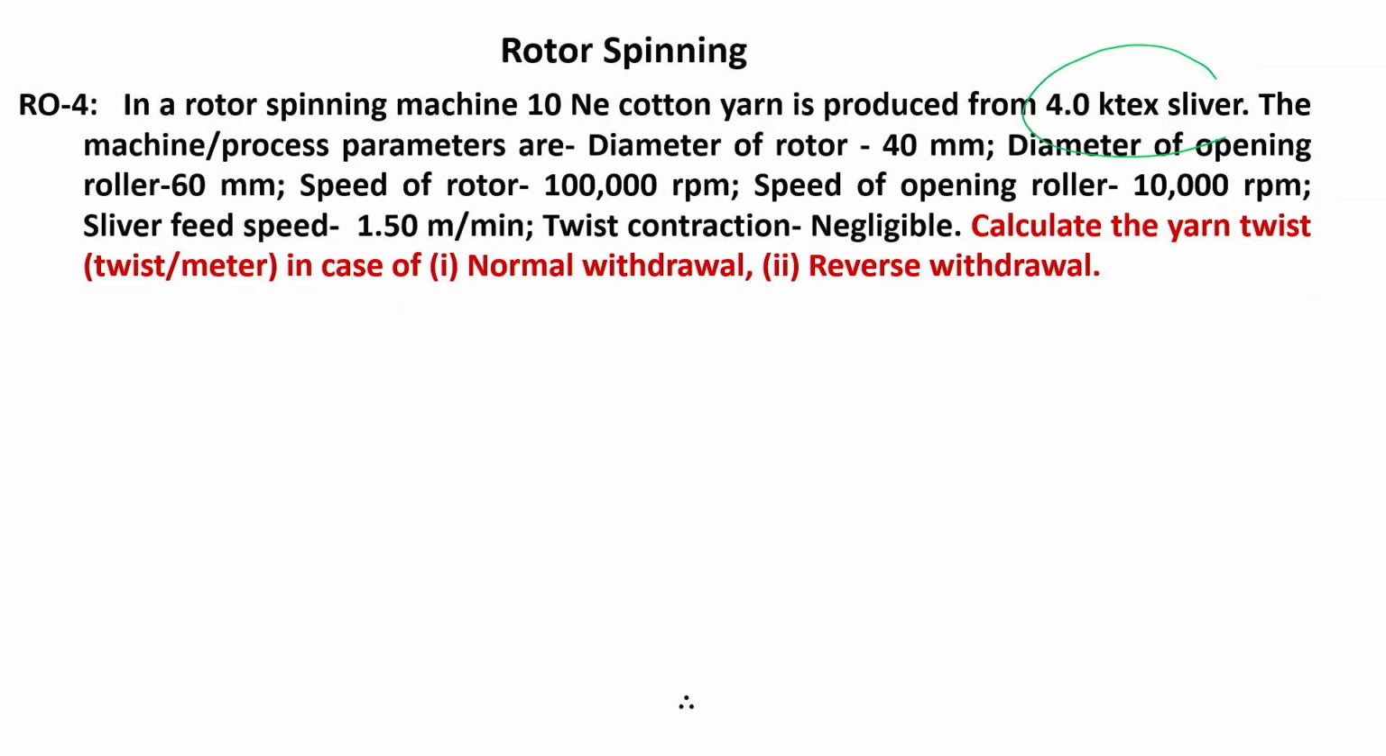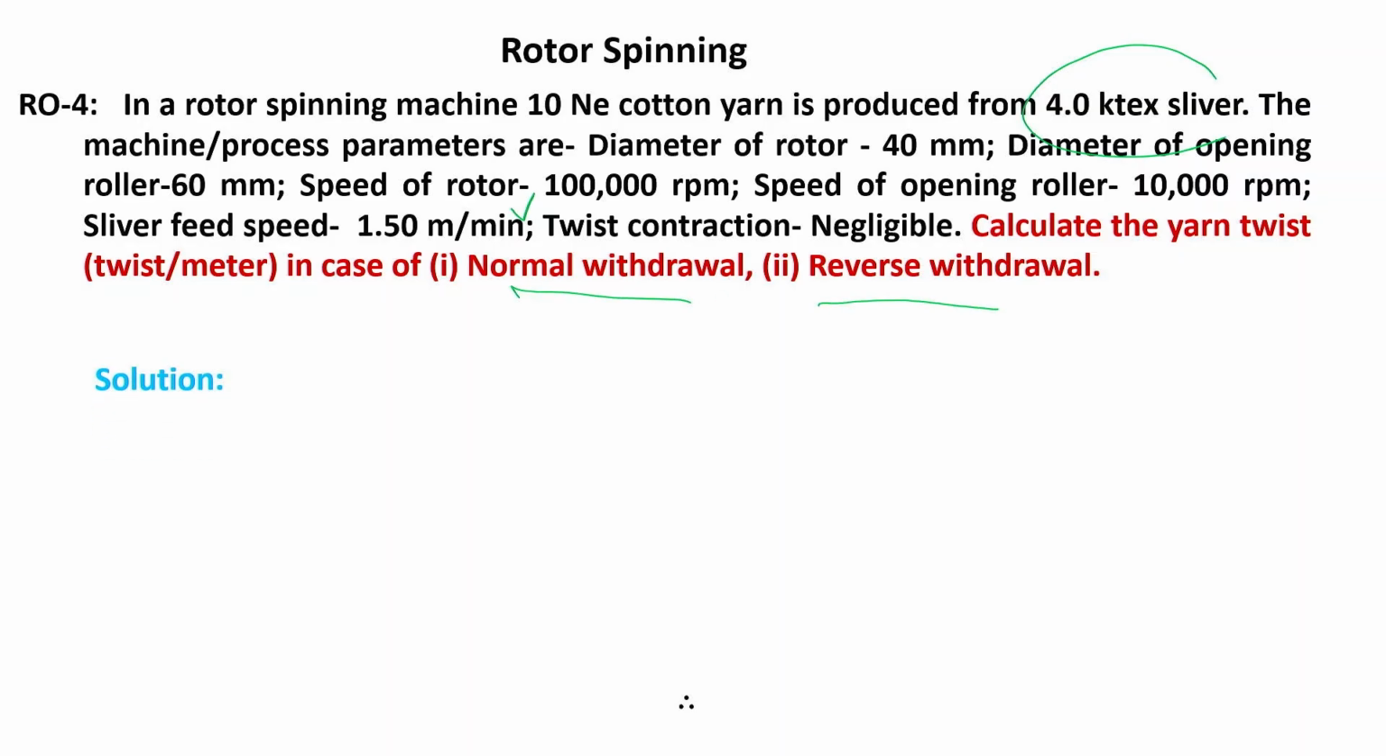The machine process parameters are: diameter of rotor 40 millimeter, diameter of opening roller 60 millimeter, speed of rotor 100,000 rpm, speed of opening roller 10,000 rpm, and sliver feed speed is 1.5 meter per minute, and twist contraction is neglected. So, calculate the yarn twist, that is twist per meter, in case of normal withdrawal and the reverse withdrawal.